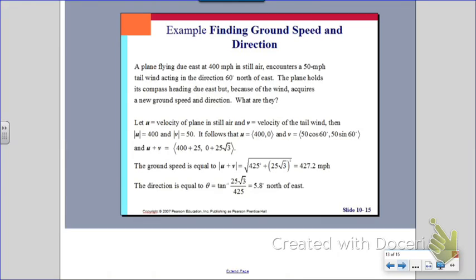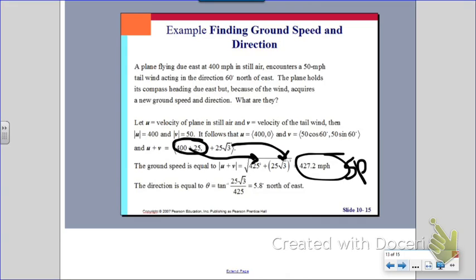Okay, so that's this answer here. We take that and square it. Take this answer and square it under the square root sign. That gives us our speed. And then for direction, we just use inverse tangent of y over x, so that's inverse tangent of 25 square root of 3 over 425, and that's our answer for the direction.